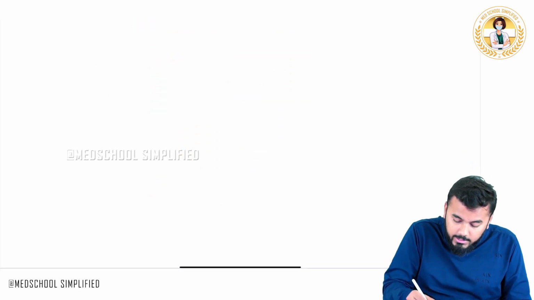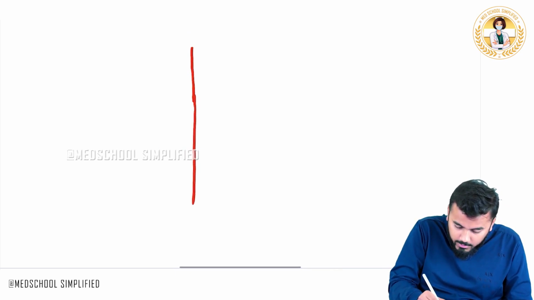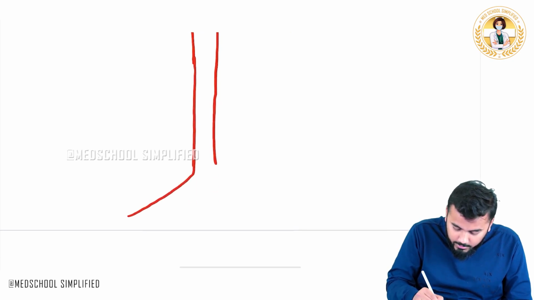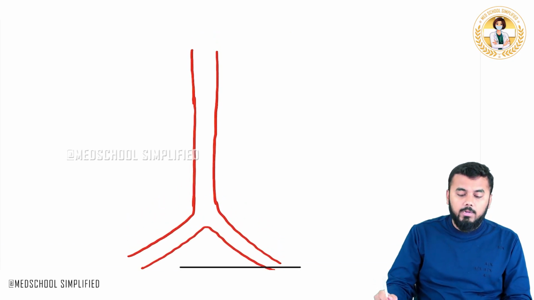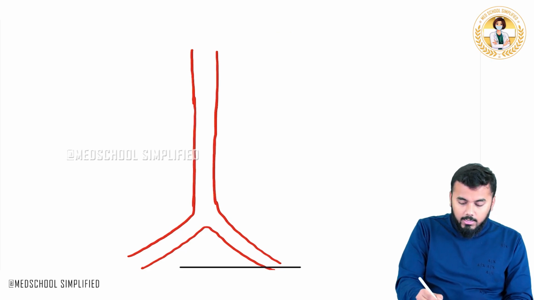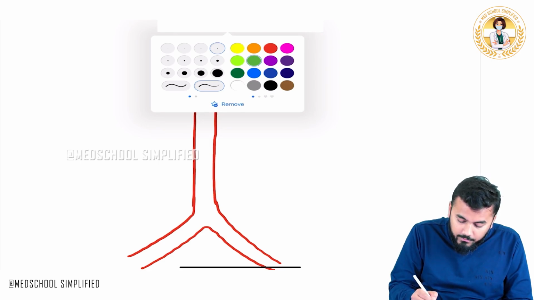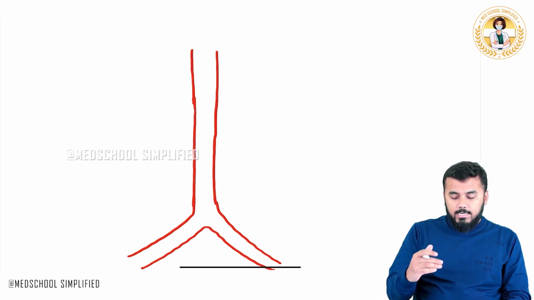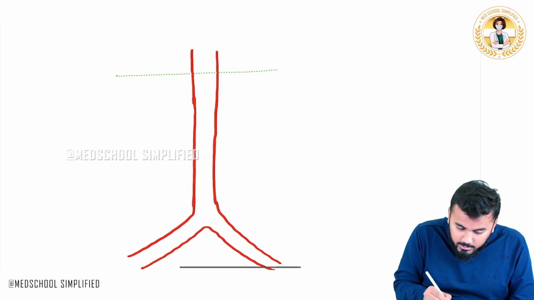So let me draw the descending part of the aorta now. This will be your descending part of the aorta, and finally, as I told you, it divides into two branches. These two branches are called the common iliacs. Now let me, with an imaginary line, divide this descending part of the aorta into sections. So let me divide it. As you can see here, these are the sections.